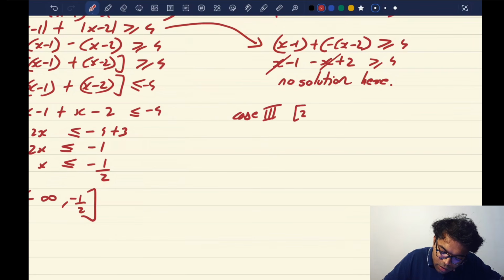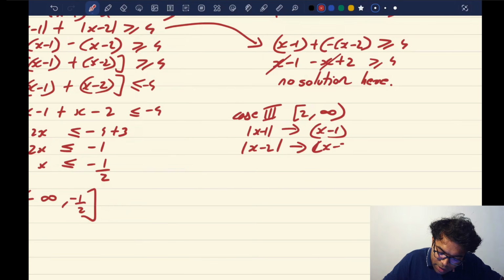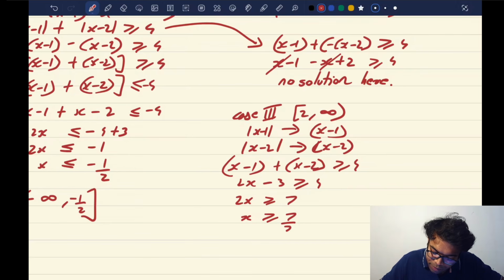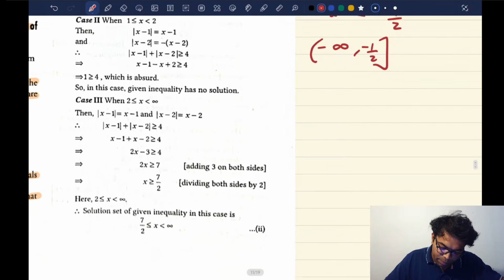Now for case number 3, what do we have? 2 to infinity. So modulus of x minus 1 becomes x minus 1. Modulus of x minus 2 becomes x minus 2. So we'll have x minus 1 plus x minus 2 is greater than or equal to 4. 2x minus 3 is greater than or equal to 4. 2x is greater than or equal to 7. x is greater than or equal to 7 by 2. So you will have 7 by 2 to infinity. Clear? Okay, it will become 7 by 2 to infinity.